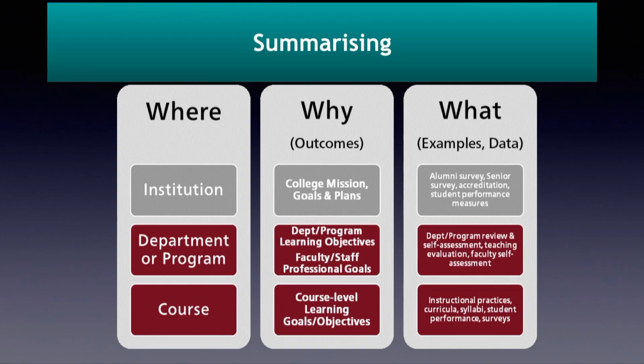Similarly, at the departmental level, departmental roles, learning objectives, faculty and staff professional goals are being seen to understand the efficacy and effectiveness of the program. These can be based on the data which can be got from the department and program review, self-assessments, teaching evaluation, faculty self-assessments, and student assessments. These data give us an indicator of the performance of the department or program. Similarly, at the course level, learning goals and objectives are evaluated to understand the effectiveness and quality of the program.